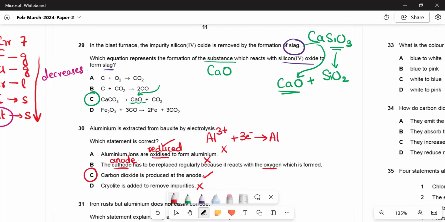So option C, that carbon dioxide is produced at the anode, is correct because the anode is made of carbon. And at the anode, oxygen gas is produced, so oxygen reacts with the carbon at the anode to form carbon dioxide gas. And that's why the anode needs to be replaced regularly. So this is question number 30.